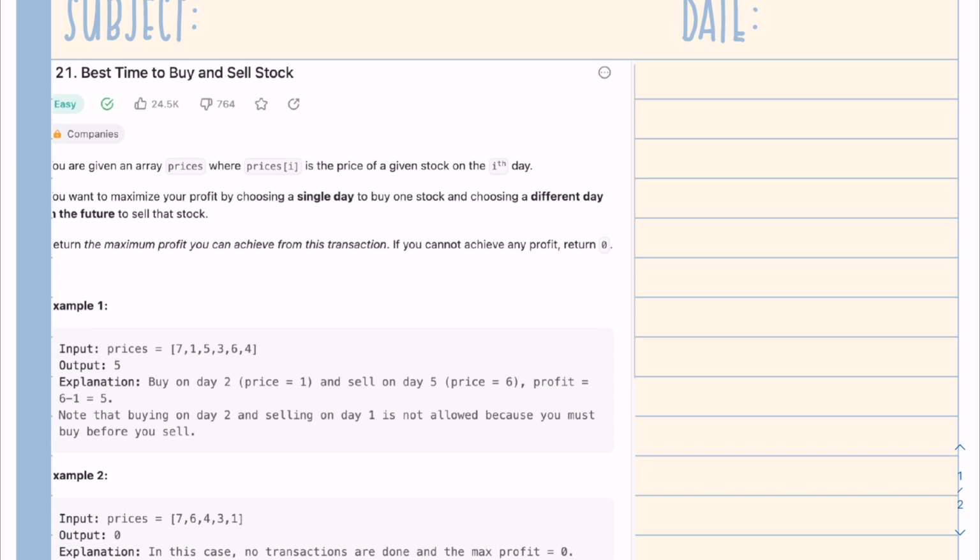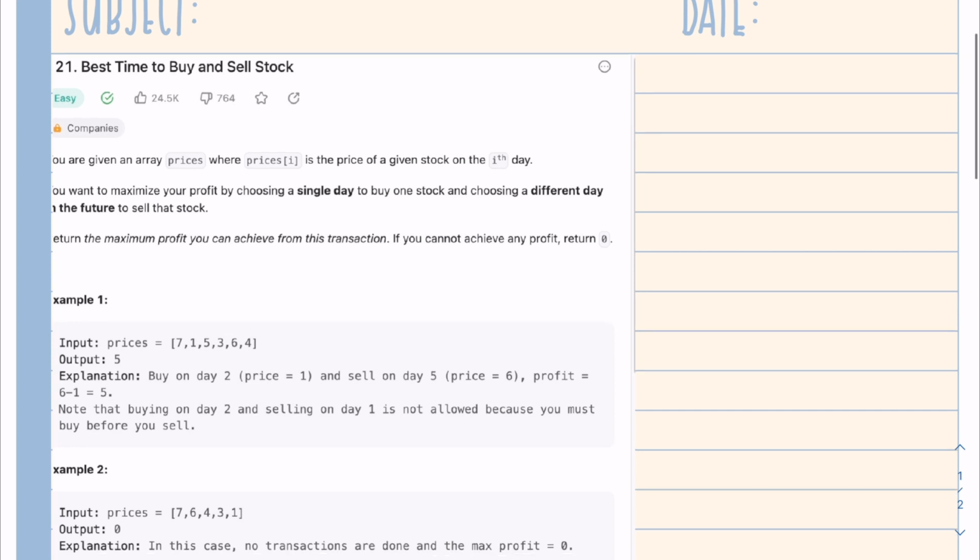So the output is 5 because if you buy your stock when the price is 1 and sell when the price is 6, you get the profit of 5. No other combination of buying and selling, where you sell after you buy a single stock, will get you a profit bigger than 5.